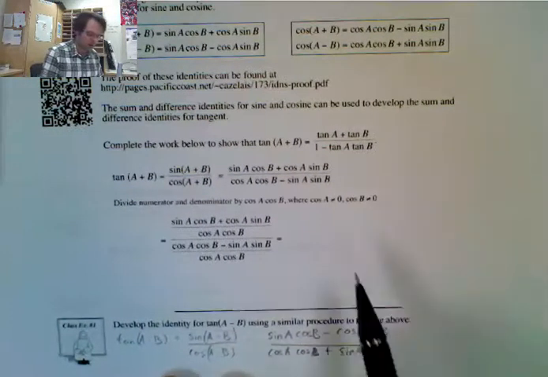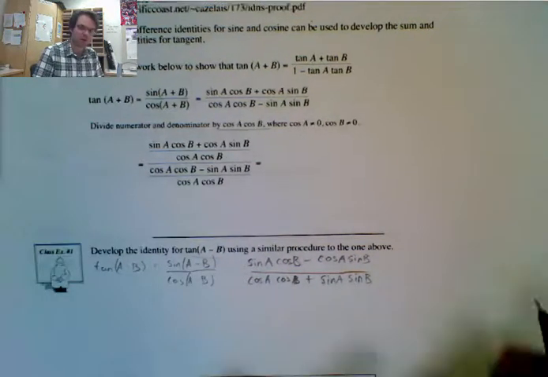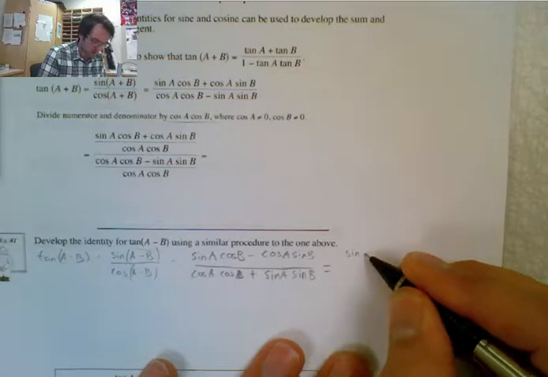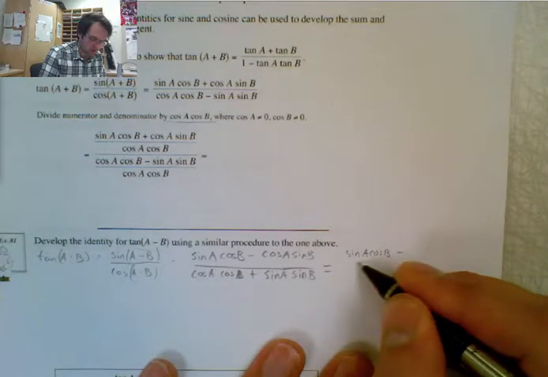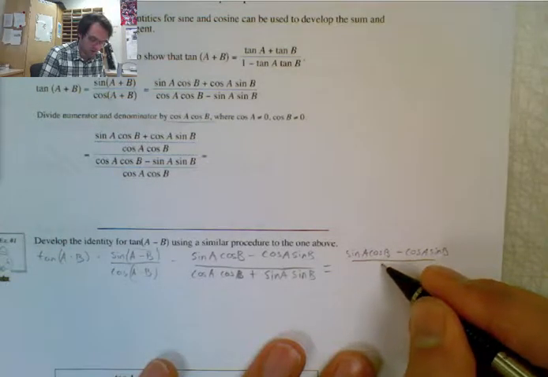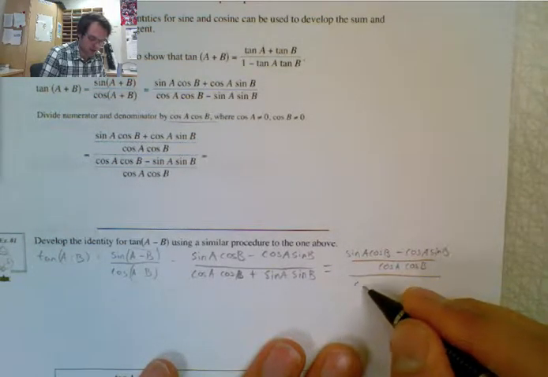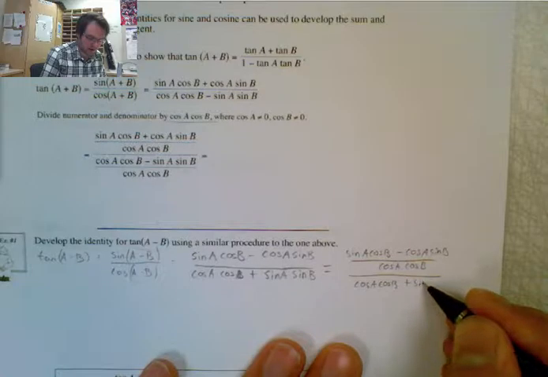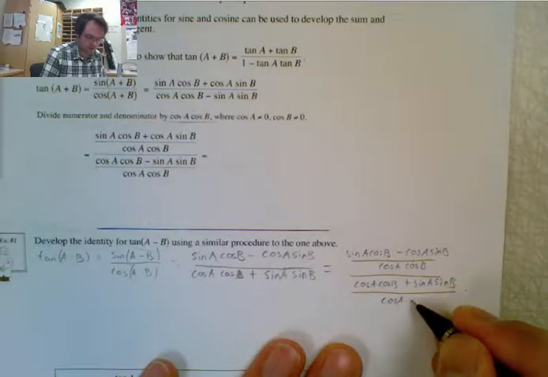Now it wants us to divide the numerator and denominator by cos A cos B. So we're going to divide both the numerator and denominator by cos A cos B. I'm going to have sine A cos B minus cos A sine B, all divided by cos A cos B, and this is going to be divided by cos A cos B, and I want plus sine A sine B all over cosine A and cosine B.